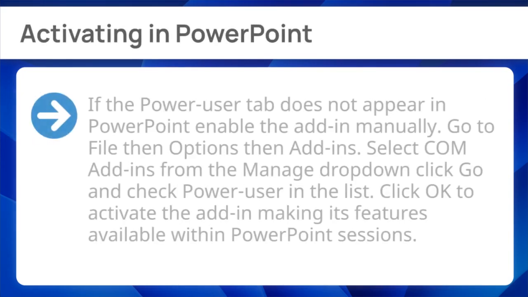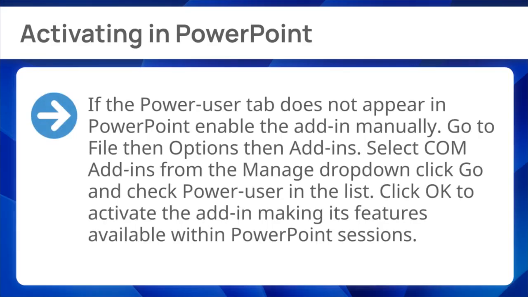Next, activating in PowerPoint. If the Power User tab does not appear in PowerPoint, enable the add-in manually. Go to File, then Options, then Add-ins. Select POW Add-ins from the Manage dropdown, click Go, and check Power User in the list. Click OK to activate the add-in, making its features available within PowerPoint sessions.